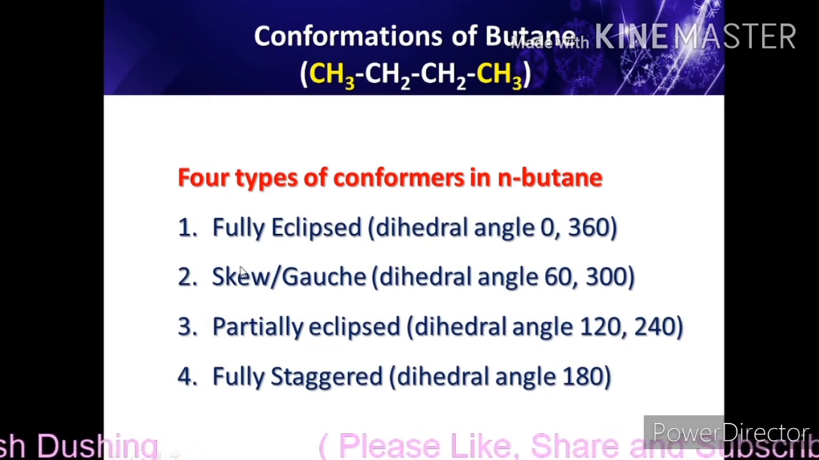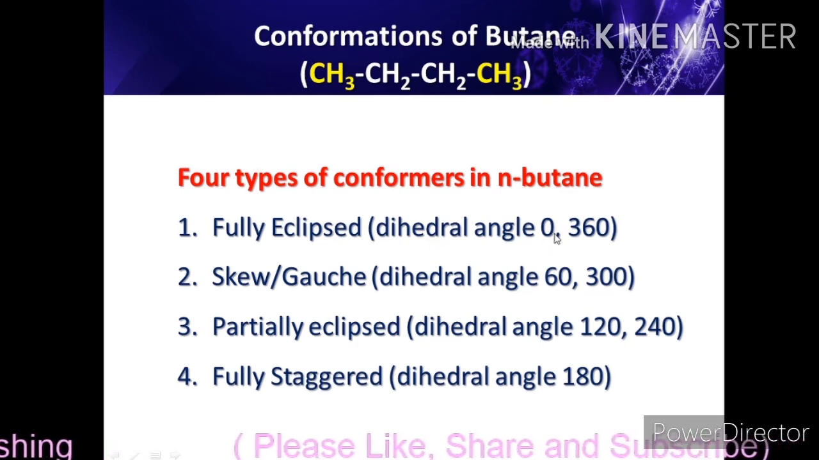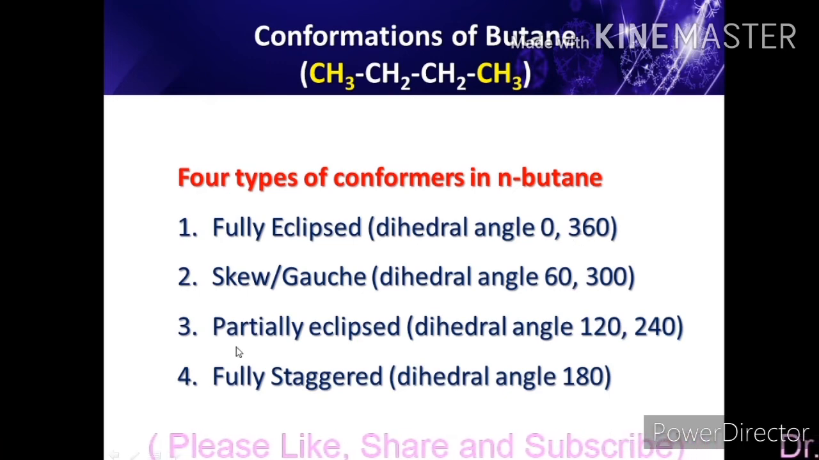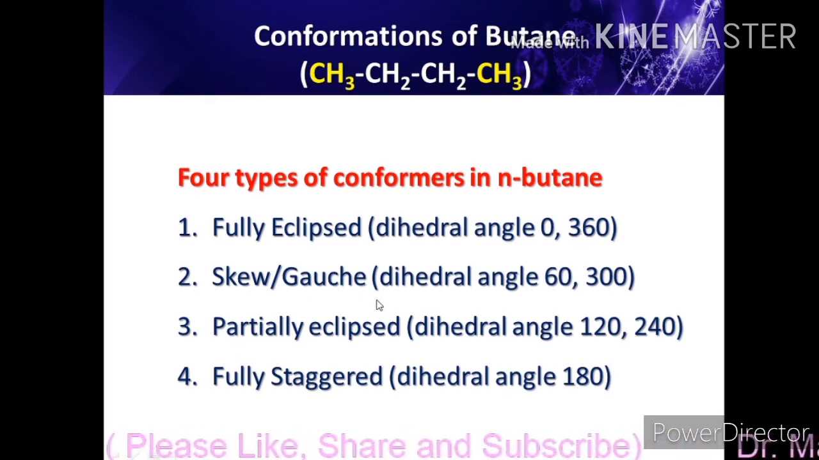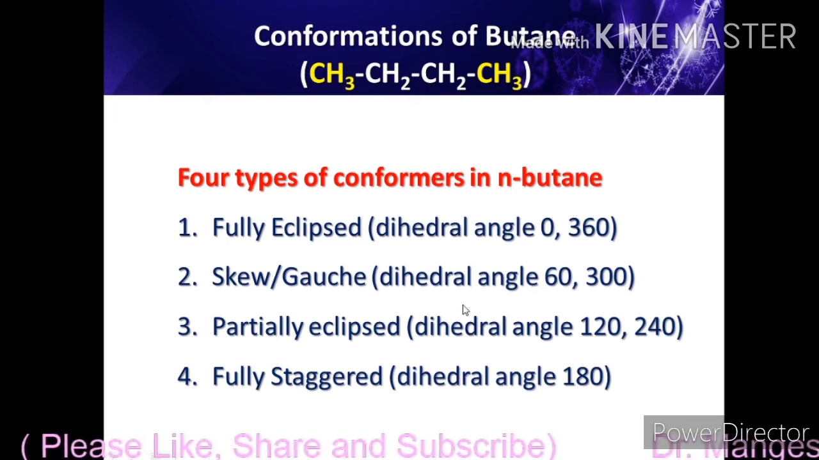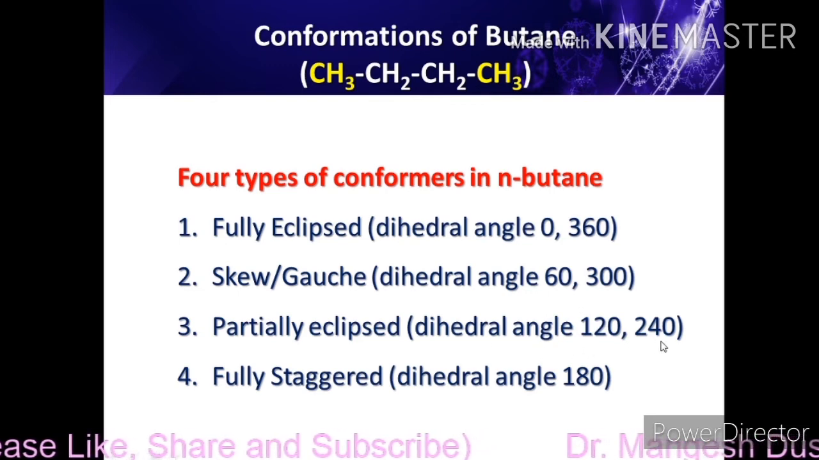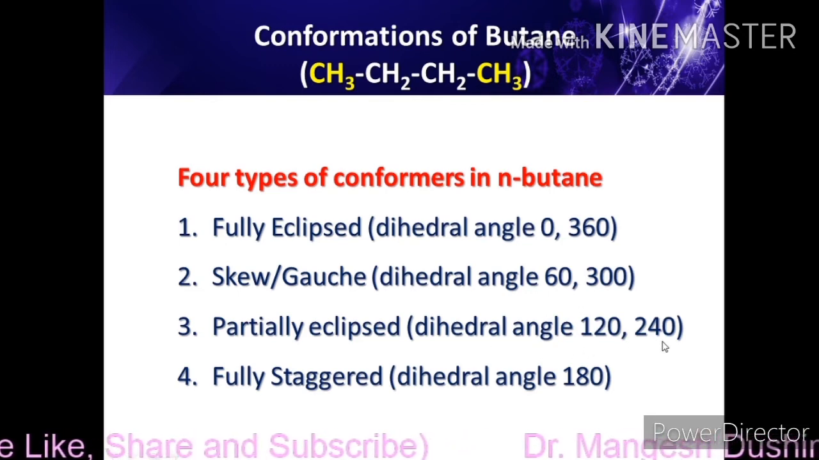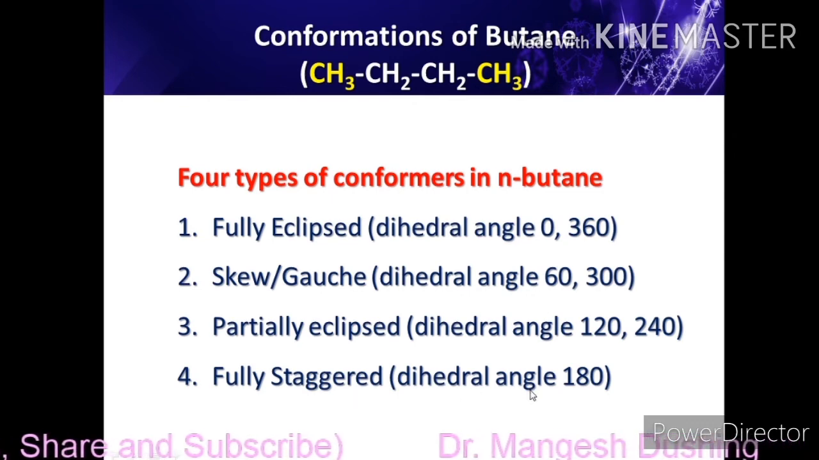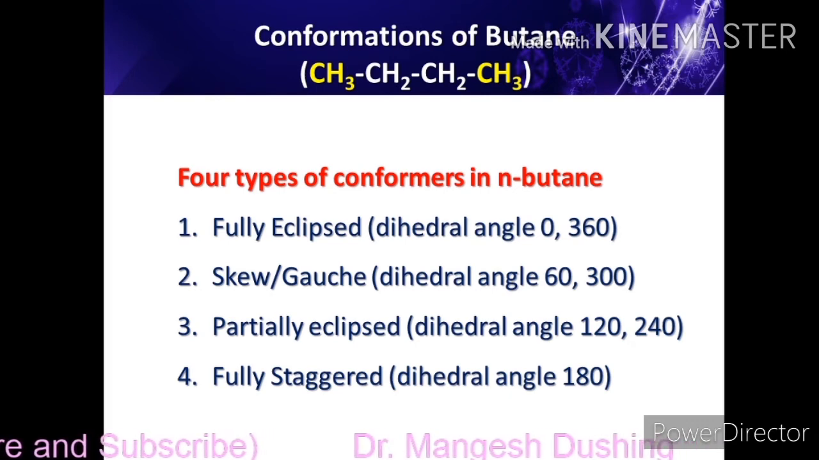First one is fully eclipsed conformation, that is observed when dihedral angle is 0 and 360 degrees. Second one is skew-Gauche conformation, where dihedral angle is 60 or 300 degrees. Third one is partially eclipsed, dihedral angle is 120 or 240 degrees. And fourth one is fully staggered, when dihedral angle is 180 degrees. Now we will learn one by one in detail.